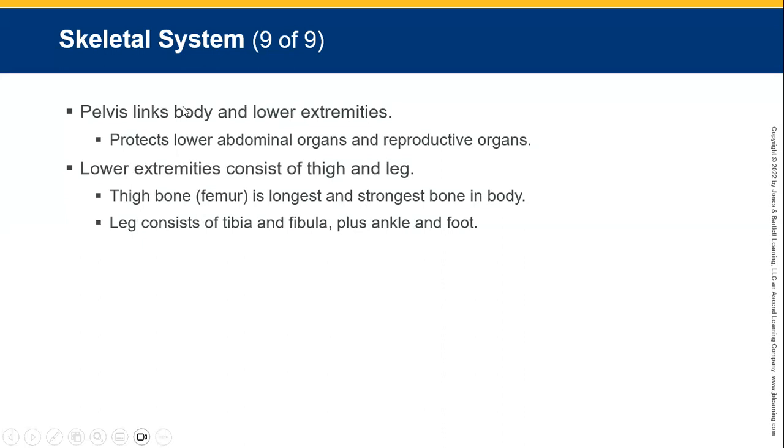The pelvis links the upper body and the lower extremities. The pelvis protects the abdominal organs and reproductive organs. Lower extremities consist of the thigh and leg. The thigh bone or femur is the longest, strongest bone in the body. The leg consists of the tibia and fibula, plus an ankle, which is your tarsal bones, metatarsals in the foot, and phalanges in the toes.